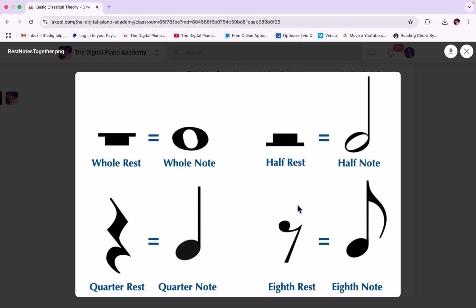Okay, so down here is also a better diagram of what the notes look like versus what the rests look like. So a whole note rest kind of looks like a hole in the ground. That's usually how I remember it. A half rest looks like a top hat. A quarter rest looks like a lightning bolt. And an eighth rest, I'm not really sure. I guess it looks like a 7.